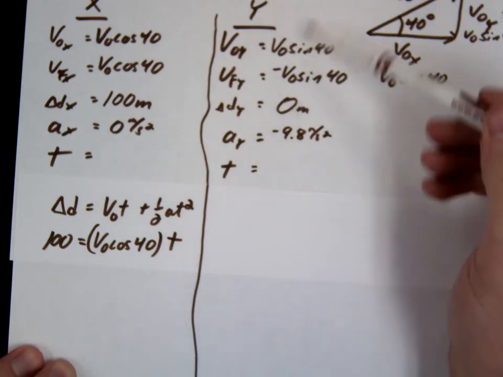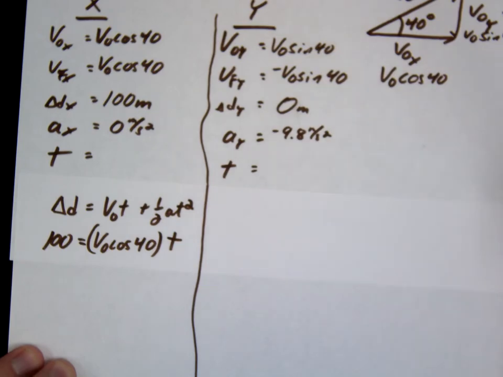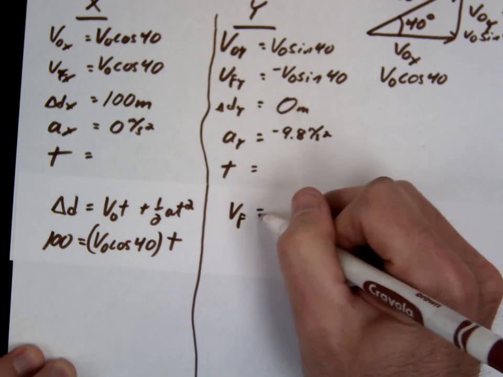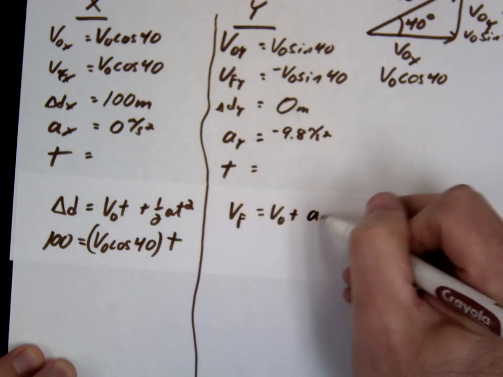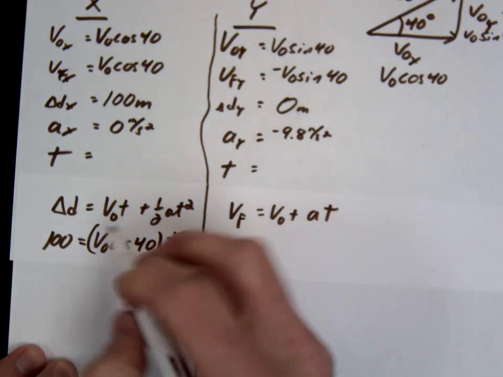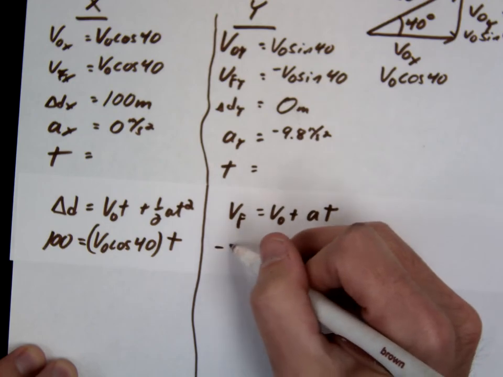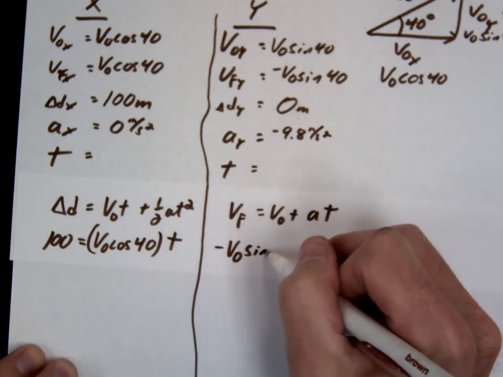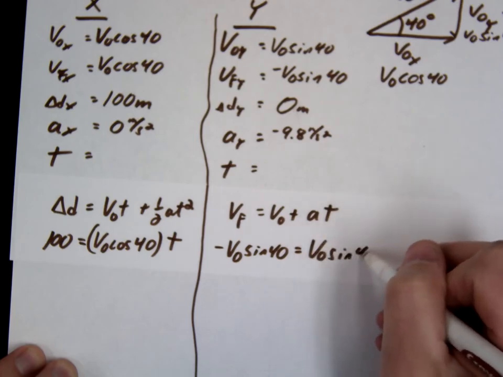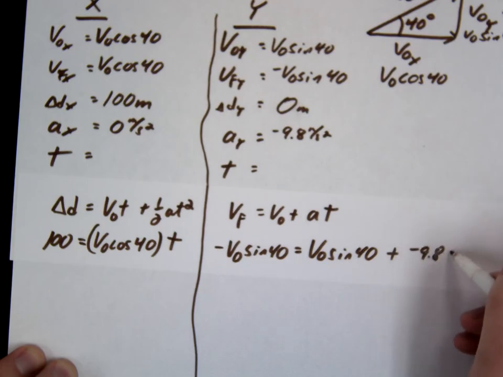We can now set up an equation in y. And at this point, you actually have a couple choices of equations to use. I'm going to use this one. I think it's a little bit easier than the other one. But you could use the same one that we used in x. So it's going to be negative V0 sine 40 equals V0 sine 40 plus negative 9.8 t.